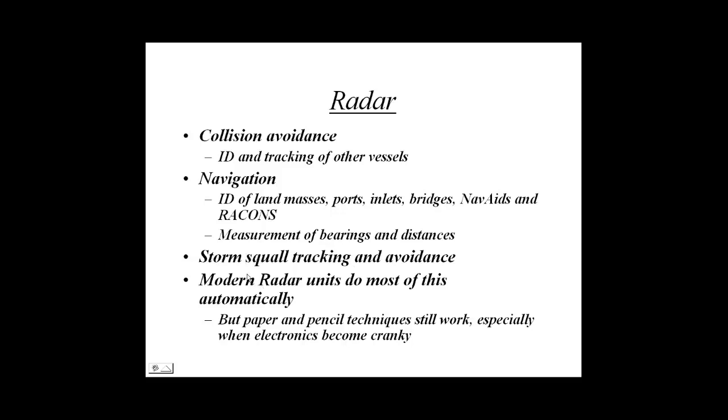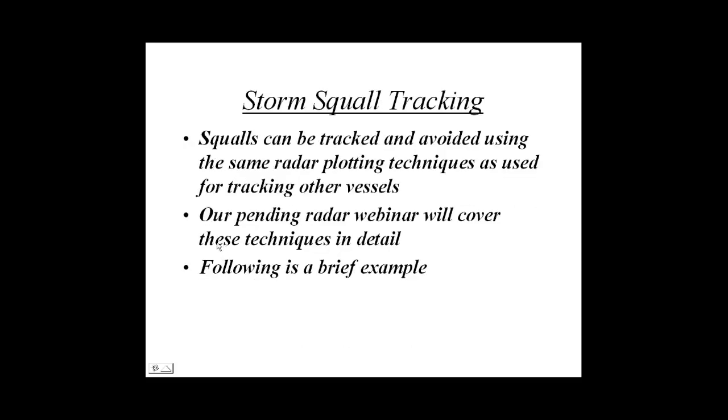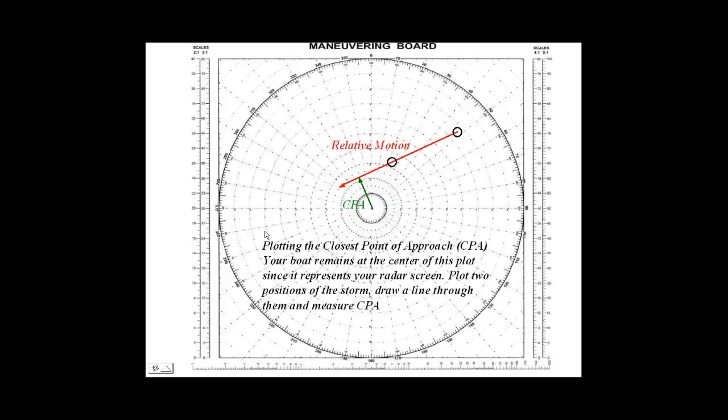You can also, in talking about weather, use it for tracking storm squalls. And you'll see a storm squall very clearly showing up on your radar screen, and you can use collision avoidance techniques to track those like this. So here is a plotting sheet called a maneuvering board.